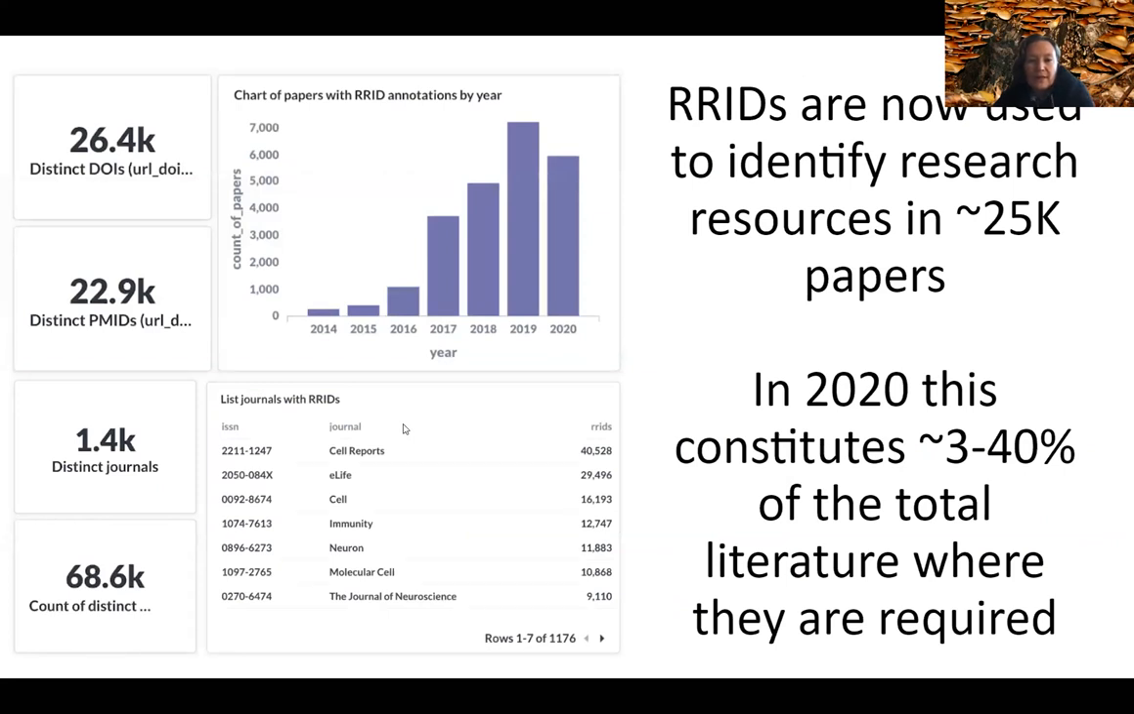And there's a lot of these now. There's about 25,000 papers that we've verified. If you ask Google Scholar, there's more with RIDs. In 2020, though, this only constitutes between 3 and 40% of the total literature where we think that the RIDs should be used. So we have a long ways to go. Next slide.